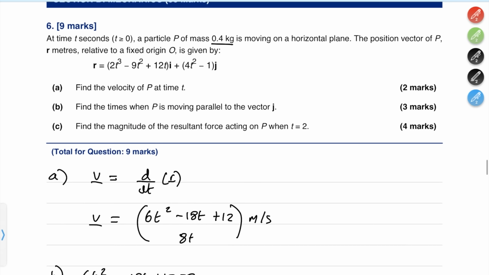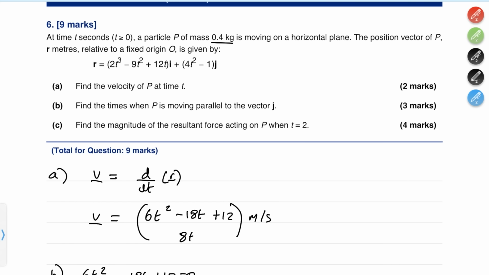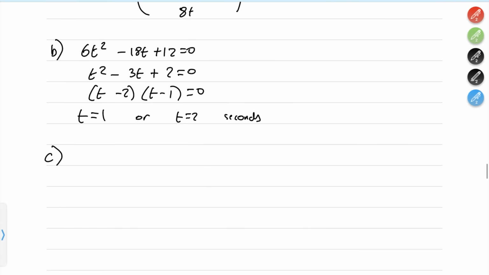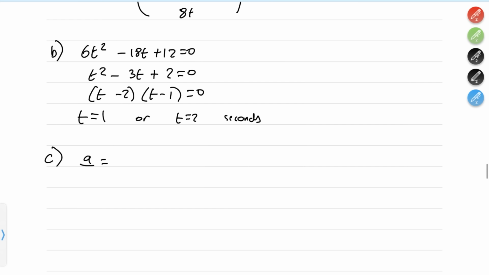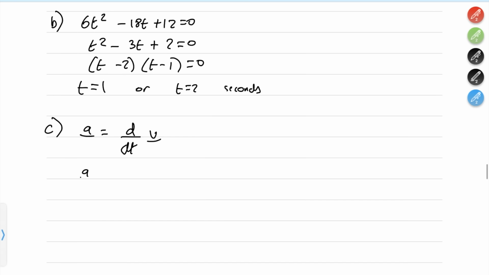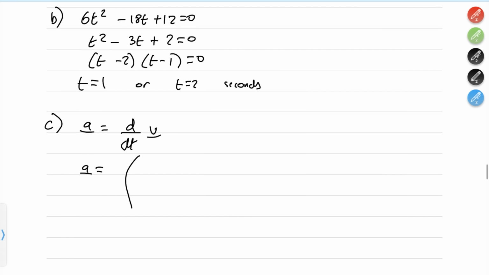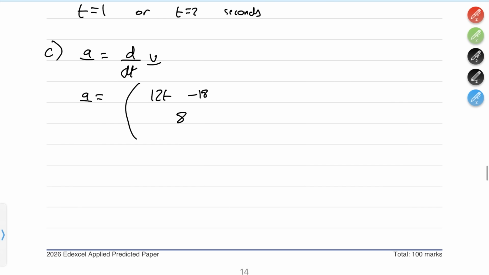So now part C, find the magnitude of the resulting force acting on P when t is equal to 2. If we remember, we're going to have to find acceleration, so let us now take the derivative, again, of velocity. Because when we're working with forces, when you see the word force, you should be thinking about F equals ma. So acceleration is the derivative of v with respect to t. So that's going to be 12t minus 18 over, and then 8 meters per second squared.